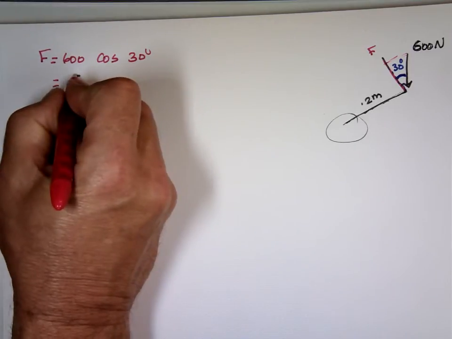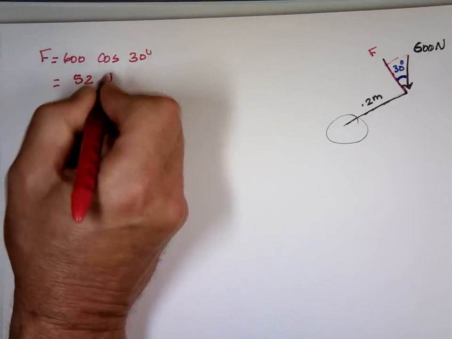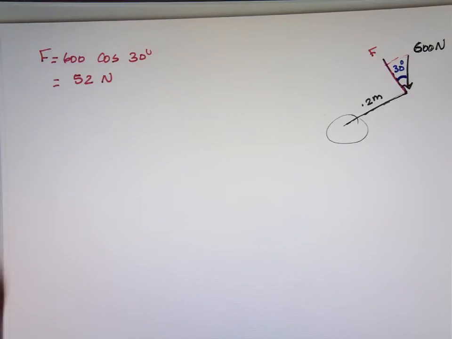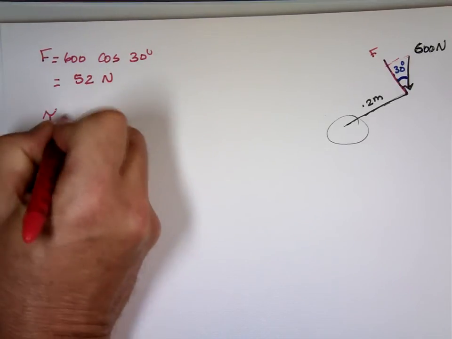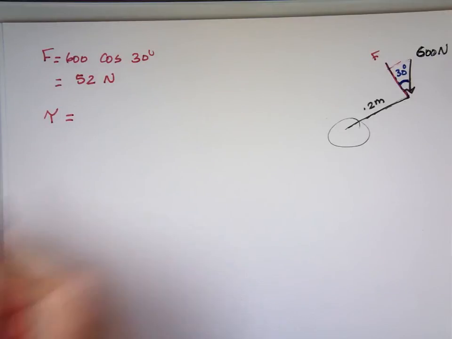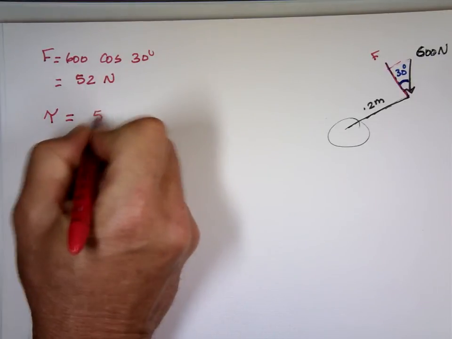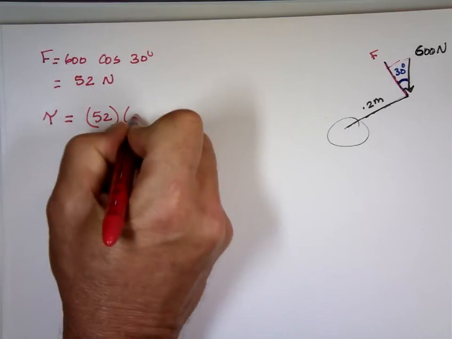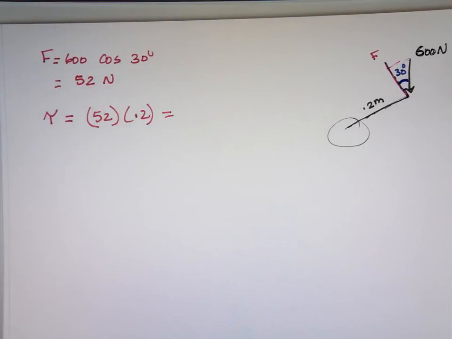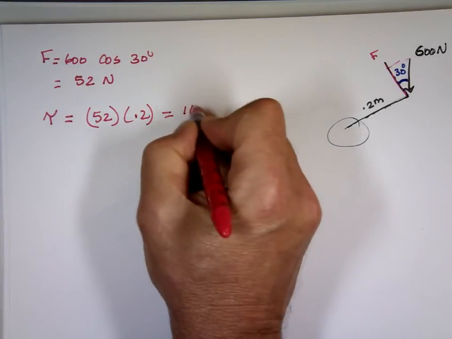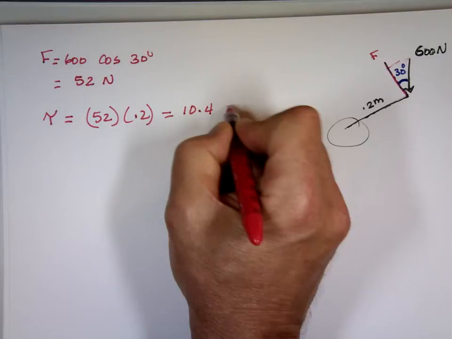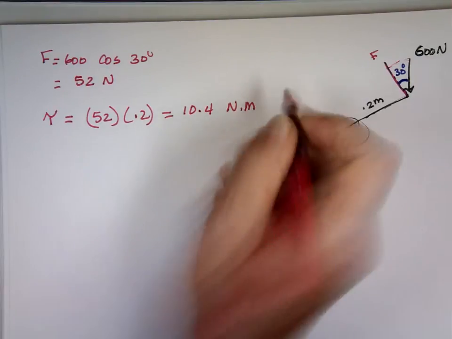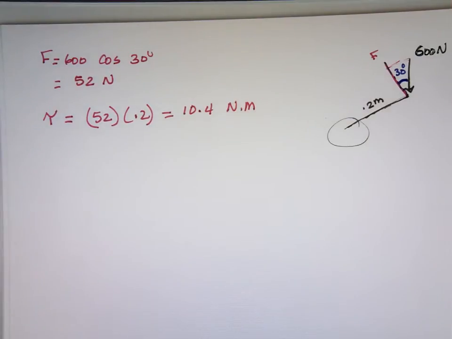And roughly that's 52 Newton. So what is the torque? The torque is going to be 52 Newton times the 0.2, which is what? 10.4 Newton meter. Could you set that up in one equation to have it be torque equals 0.2 meters times 600 cosine 30?